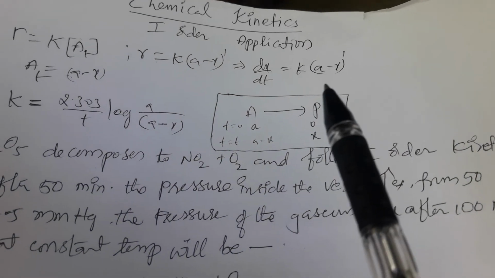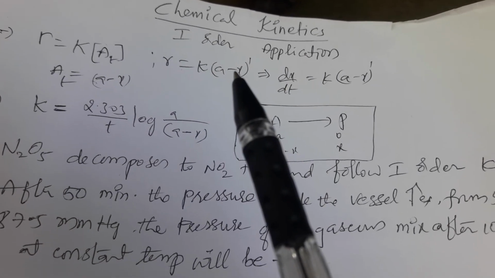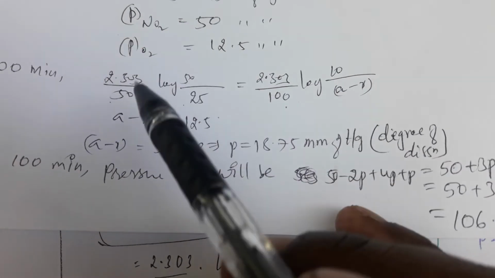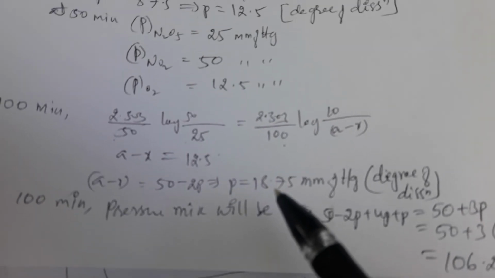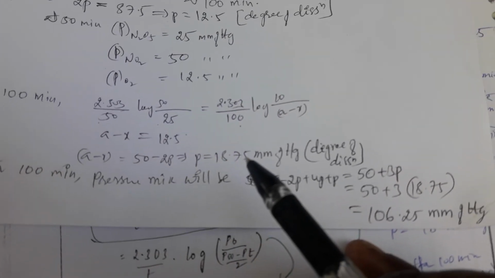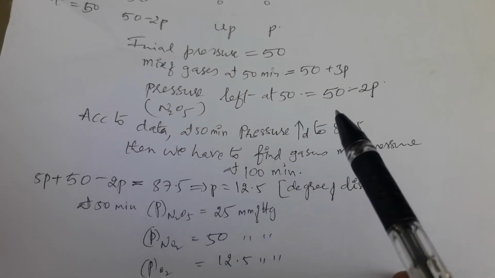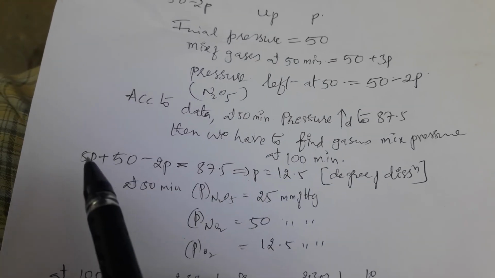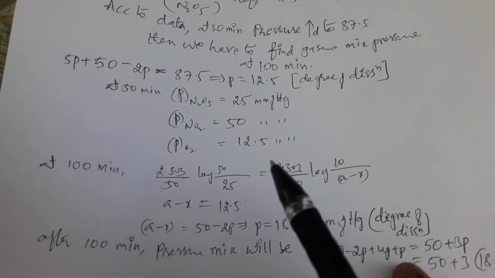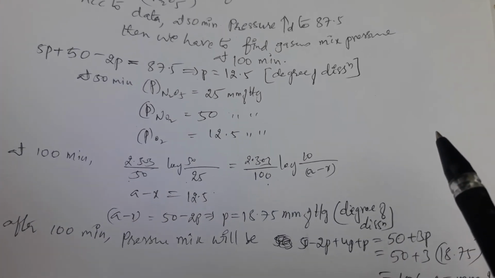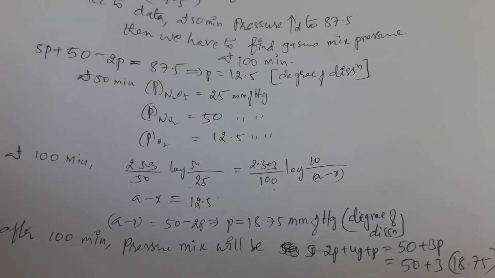I told you initially that A minus x is the reactant left over at a particular time. Here also the same thing happens: A minus x will be 50 minus 2p. So if you find P here, you get 18.75. This is also the degree of dissociation pressure at 100 minutes. Above we found the pressure 12.5 at 50 minutes. Now here we find this pressure at 100 minutes. The question asks what will be the total pressure of the gases present in the container at 100 minutes.